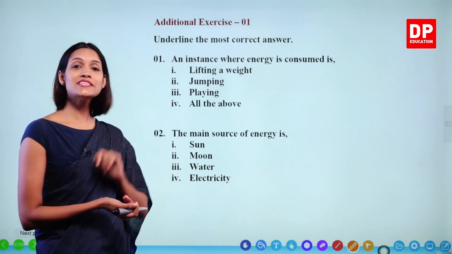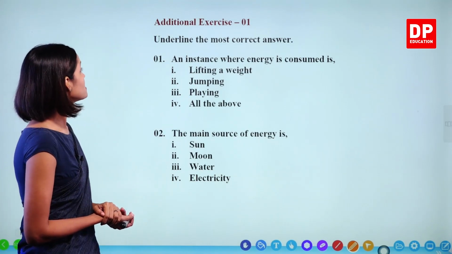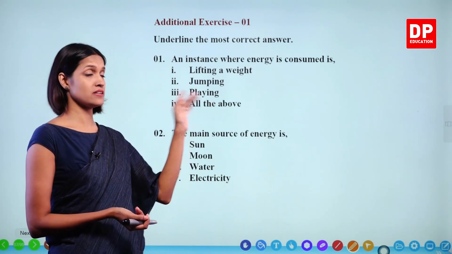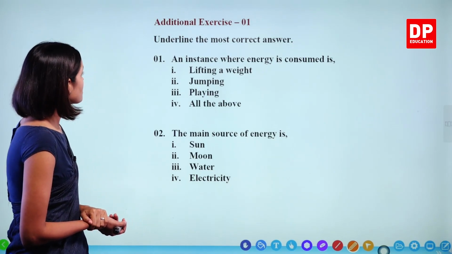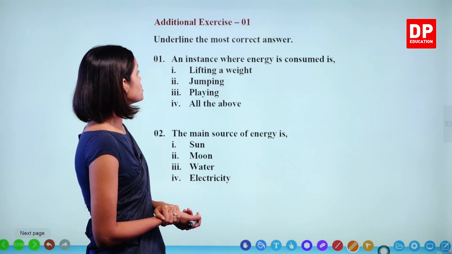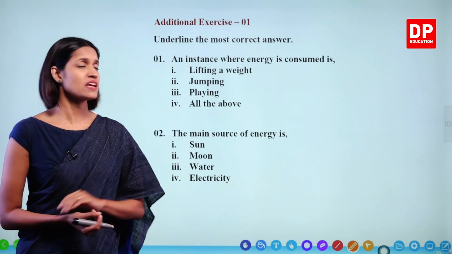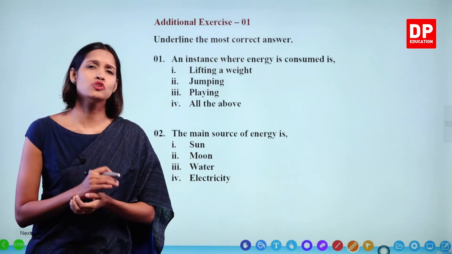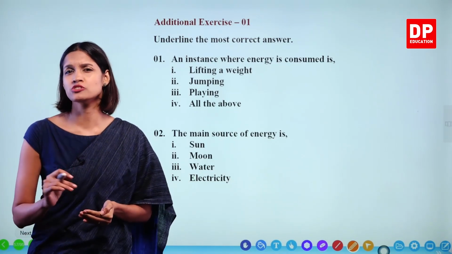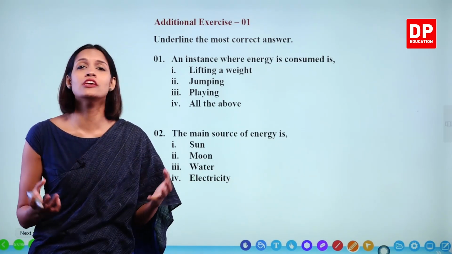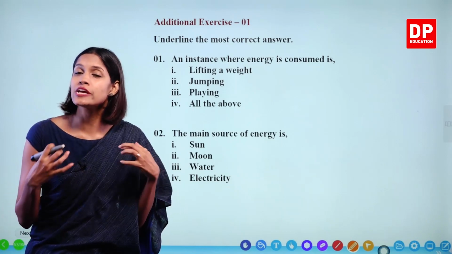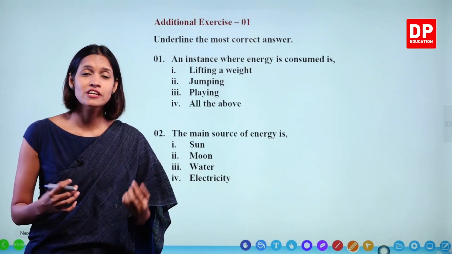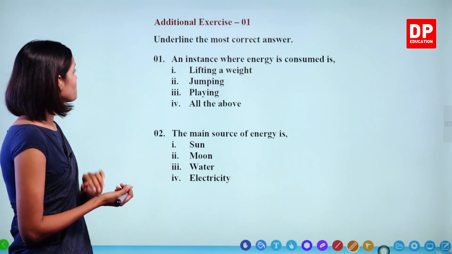Okay. Exercise number 1. Underline the most correct answer. We will read them. An instance where energy is consumed is. An instance where energy is consumed, where we use energy. You all know that to do any work, to do any activity, we need to use energy. Without energy, we can't do any work. Right? So we will read them.